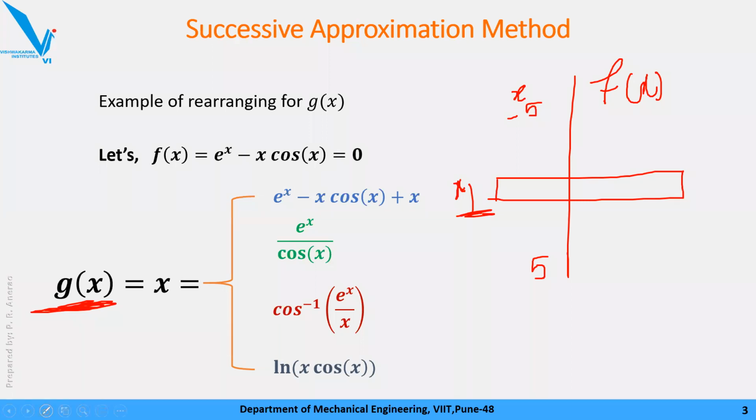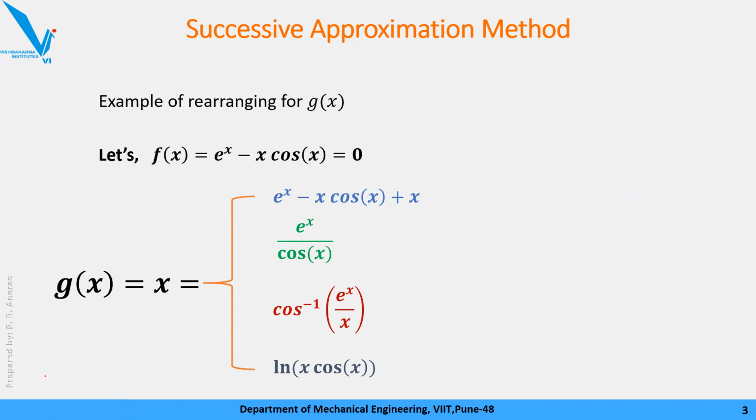Okay, now how to do that? In the Newton-Raphson method there was that big formula: f of x into f double dash of x divided by f dash of x whole square. Here we don't need to do that much. Already we know that the governing function here is g of x. If the slope of this g of x is less than 1, we will converge. If the slope of g of x is greater than 1, we will diverge from the root.